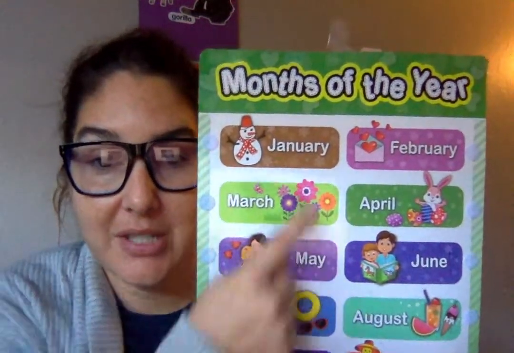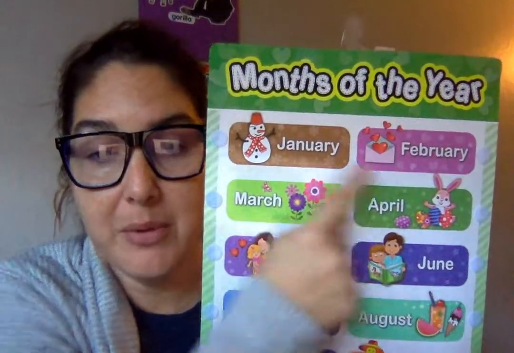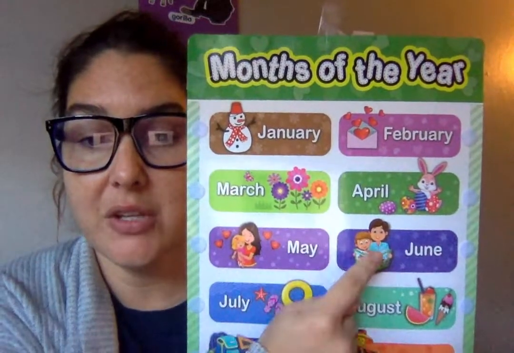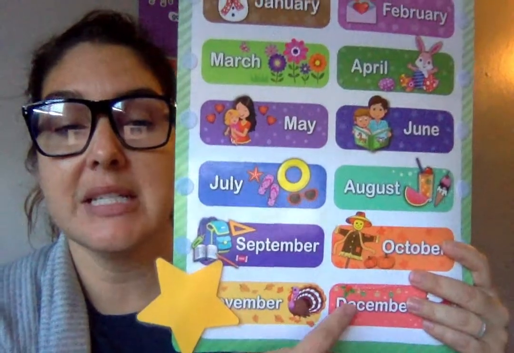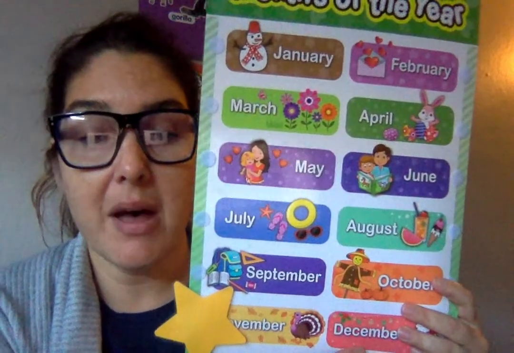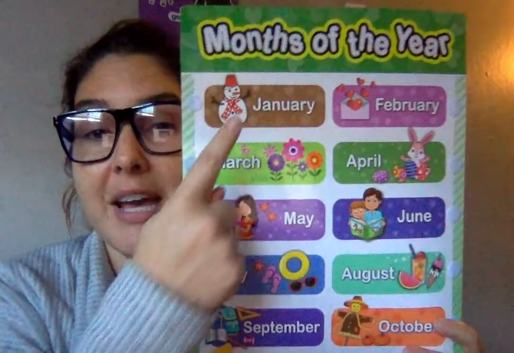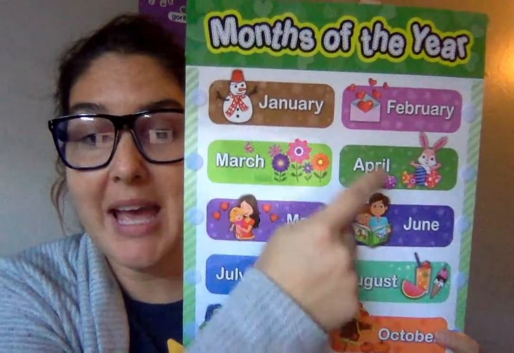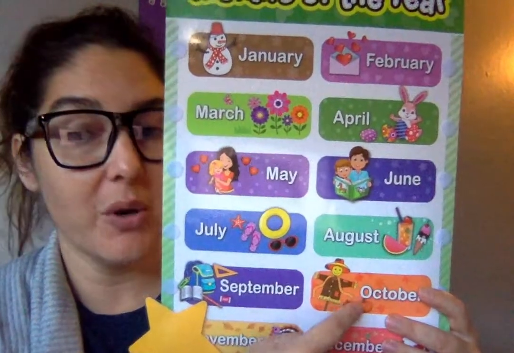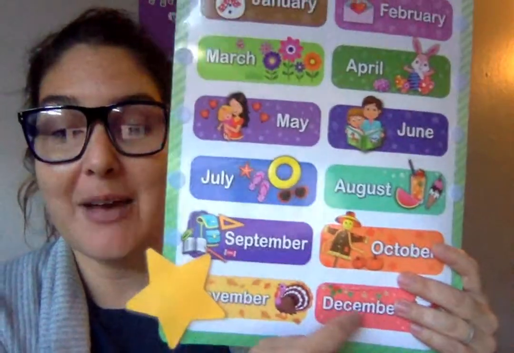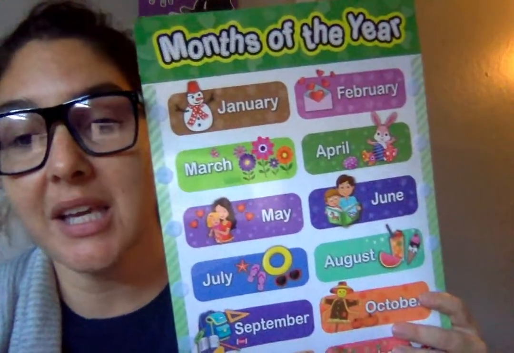Here we go. We're going to start at the top, the first month. Here we go. January, February, March, April, May, June, July, August, September, October, November, December. Those are the months. 12 months in a year. One more time. January, February, March, April, May, June, July, August, September, October, November, December. Those are the months. 12 months in a year.